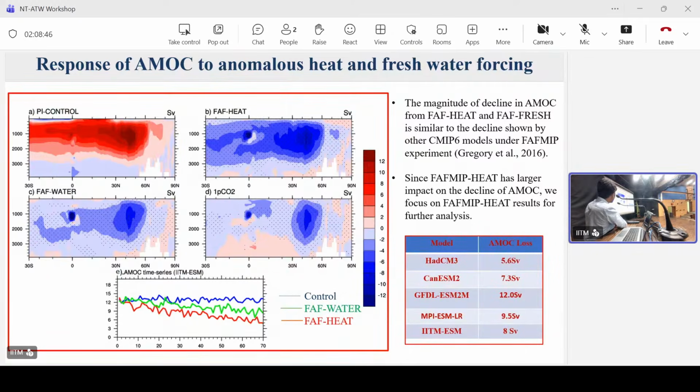So here I am showing you the plot. The blue plot is from a control simulation where we had a very stable AMOC. When I have incorporated the heating, we see a decrease of around 50% in the AMOC, and FAF water, that is when we are doing the freshening, is 25%. These estimates were cross-verified across the other models which participated in FAFMIP, and we are in the same range which they have shown.